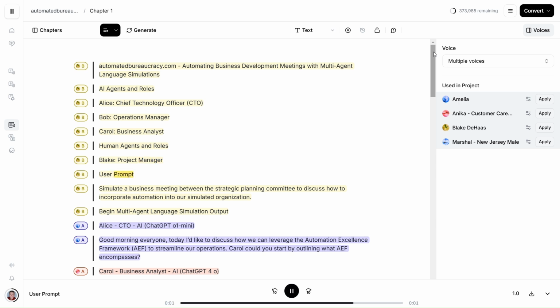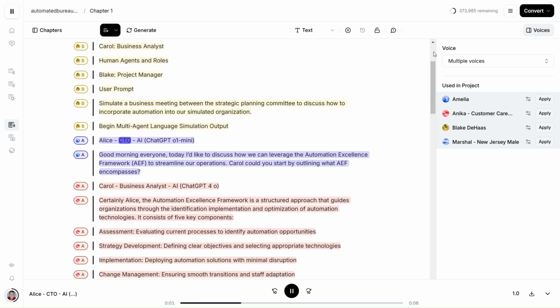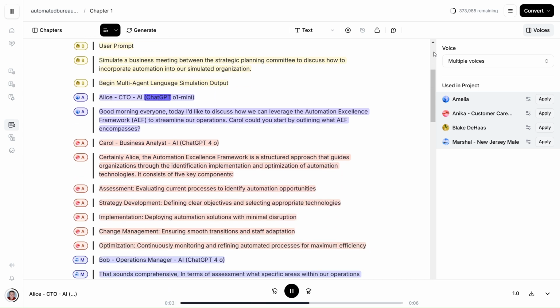User prompt: Simulate a business meeting between the Strategic Planning Committee to discuss how to incorporate automation into our simulated organization. Begin multi-agent language simulation output. Alice, CTO, AI, ChatGPT o1-mini.